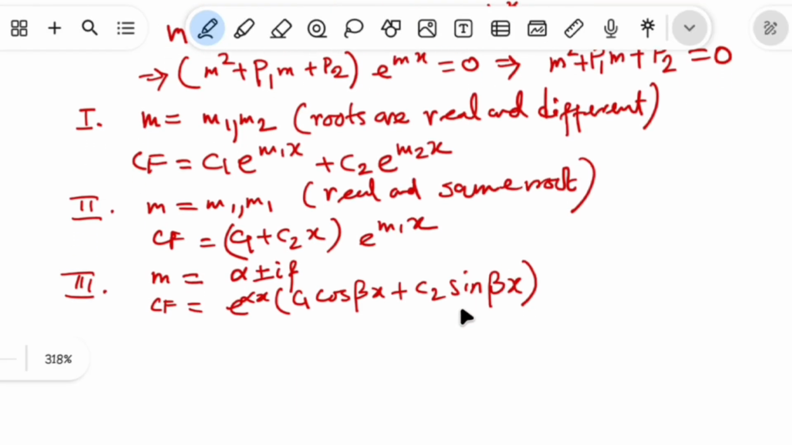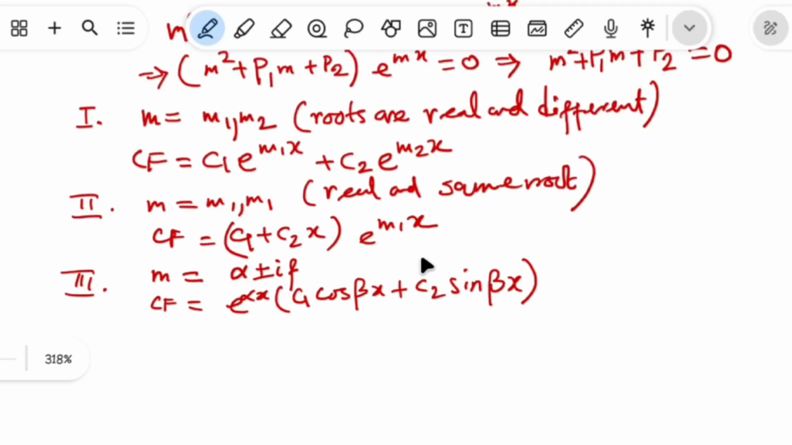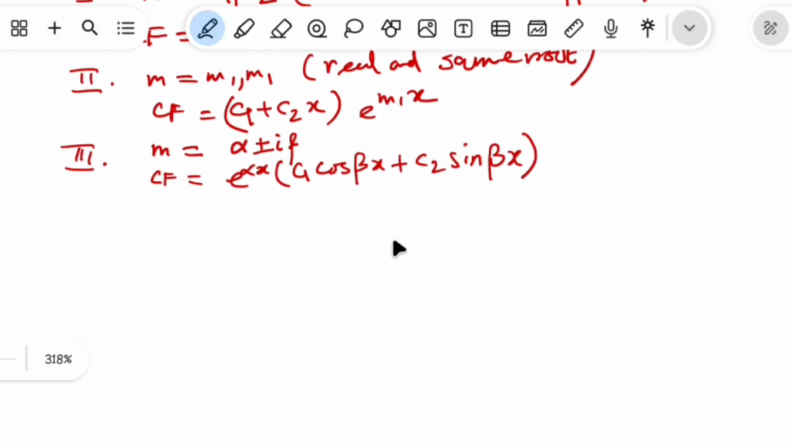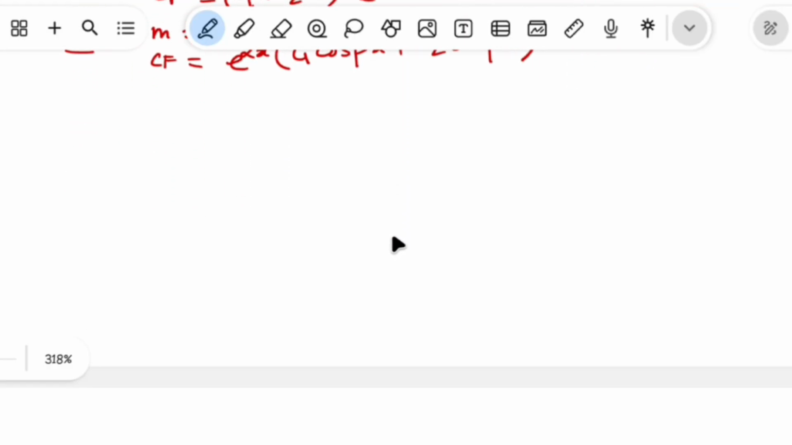Okay, so this is how we will find CF for both homogeneous and non-homogeneous equation. Now let us take an example.